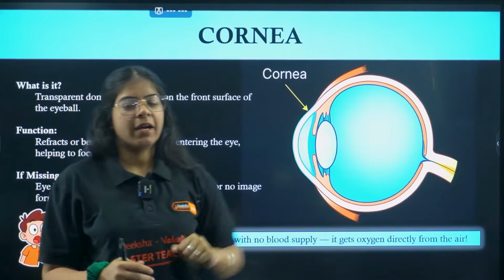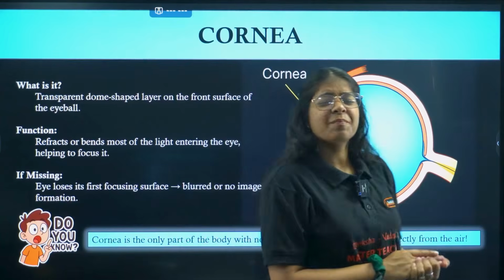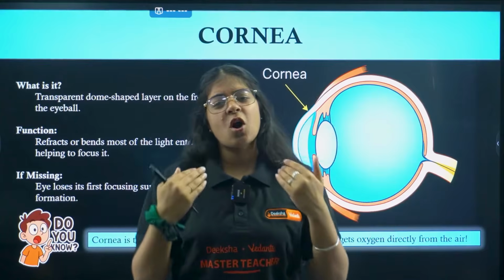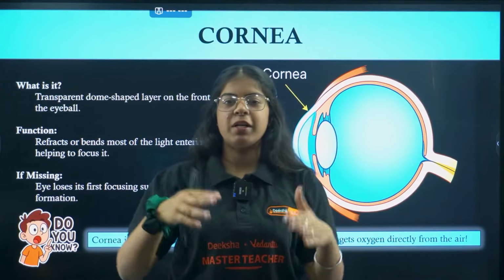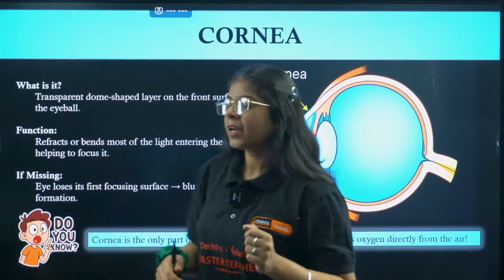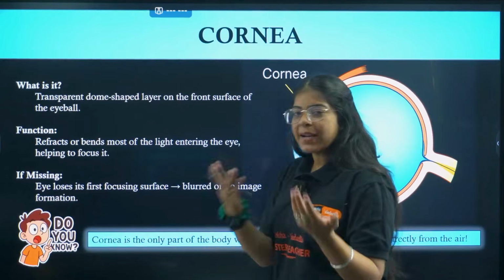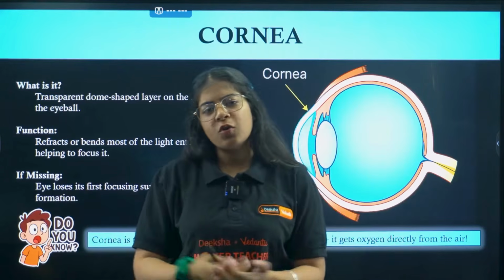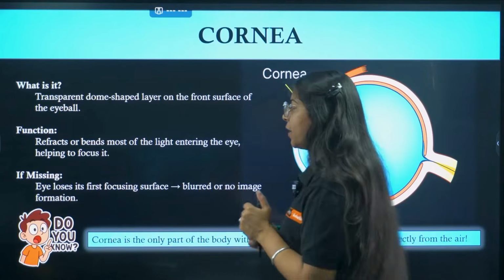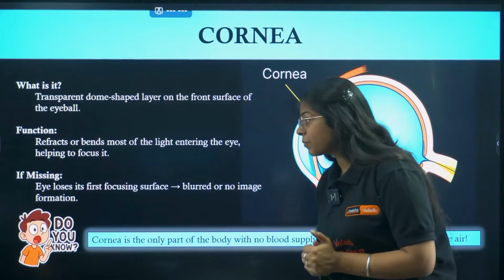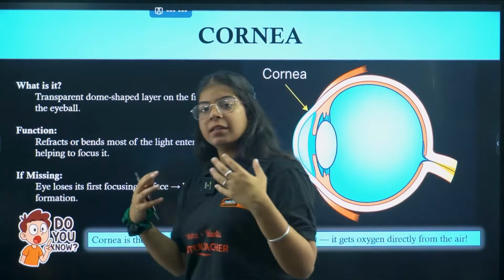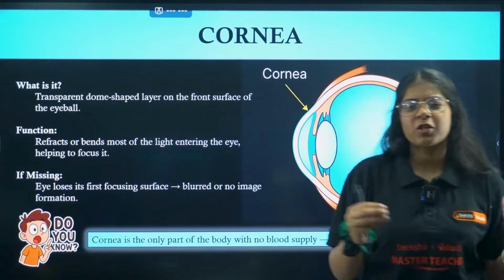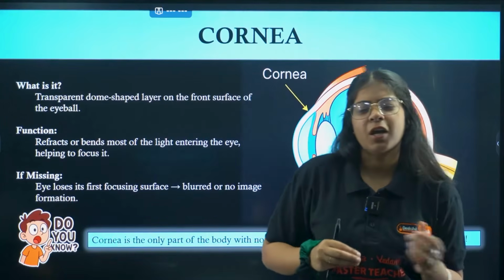What is its function, ma'am? So, the basic function of the cornea: the white light is coming, right? It refracts. Because it's liquidy, its refractive index is different from air. So, it refracts or bends the light that is entering into our eye, and it also helps to focus it on the lens, which we'll study later. Now, what will happen if it's missing? If it's missing, our eye will lose its focusing power and the image formation will also be a bit blurry, or there will be no image.